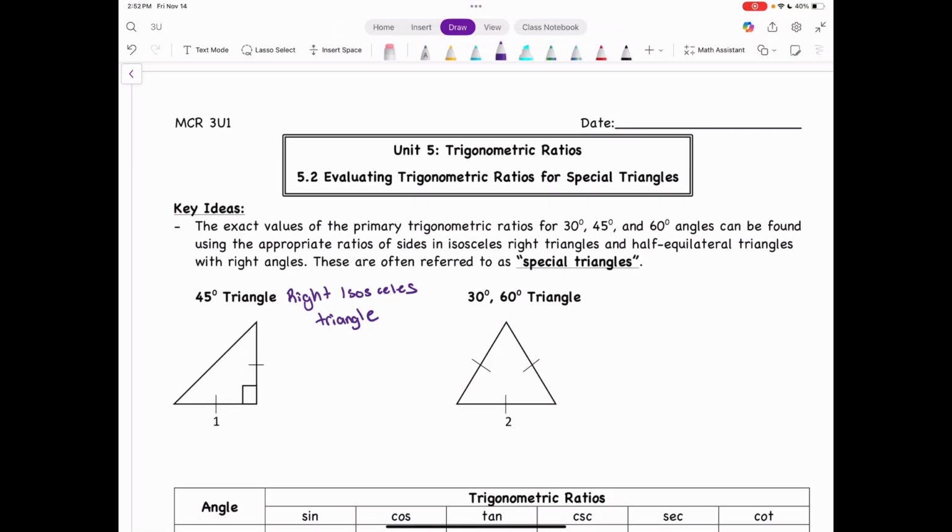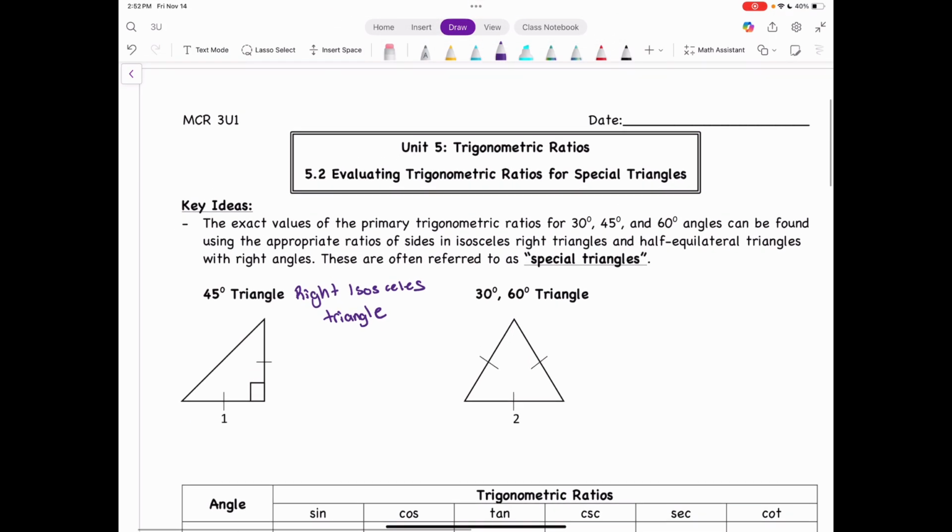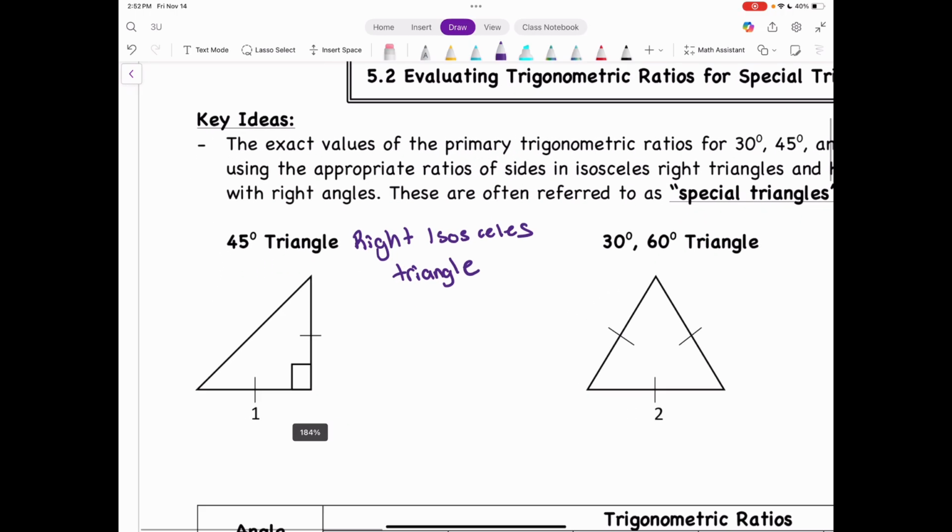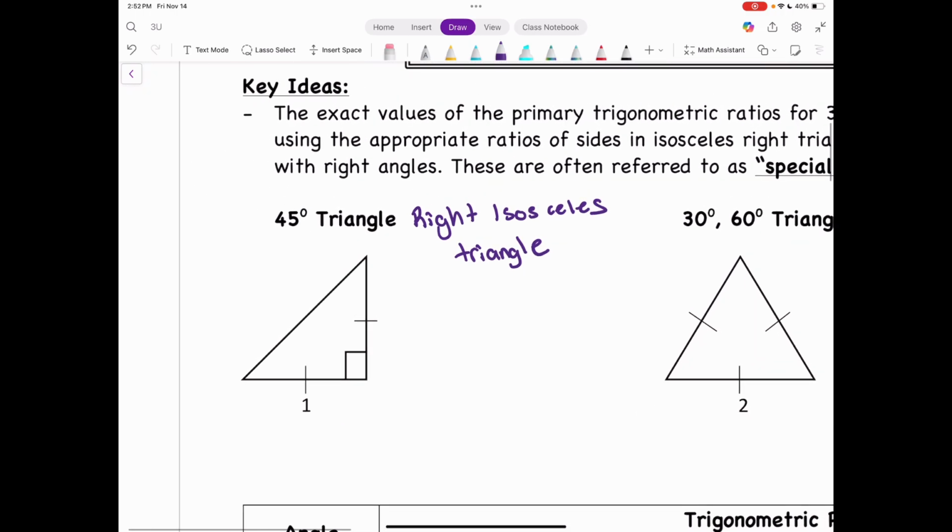Okay, hello grade 11s. So today what we're learning about is trigonometric ratios for special triangles. Now, we have two special triangles, and basically special triangles, you have to memorize their angles and their side lengths. Our first special triangle is the 45-degree angle triangle, and this is a right isosceles triangle. So let's take a look at that one.